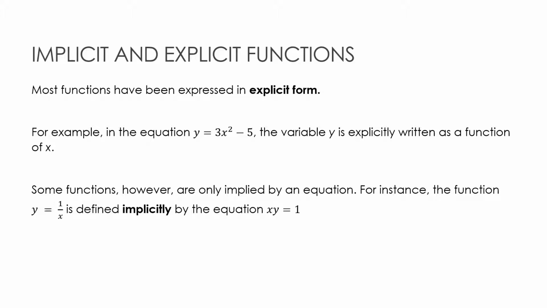So everything that we've done so far has been in explicit form, which means y, or f of x, was all by itself. There was nothing crazy where y was being multiplied by x or y and x were being added. This is explicitly defined because I can write it as y equals or f of x equals. However, some functions are not written that way. For instance, what if I have the function x times y equals 1? Well, now I don't have just y by itself. I have the function defined implicitly by the equation xy equals 1.